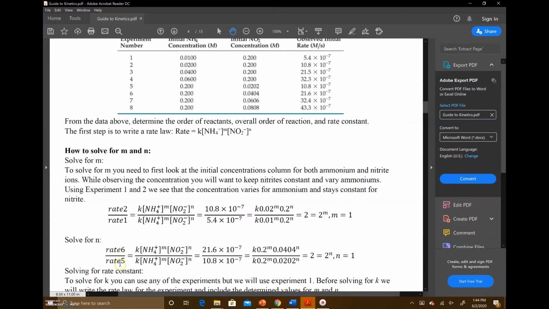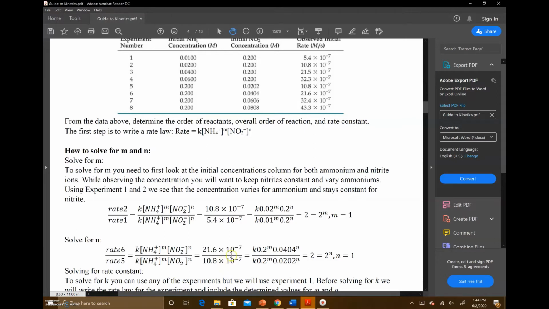We have rate of 6 over rate of 5 because we were using those two experiments. Now you say, well, why wouldn't I put rate 5 over rate 6? Well, you can put it either way. Remember, it's a ratio. So in this case, we can either use it to get a whole number or we can get a fraction. I like working with whole numbers better, so I always put the bigger number on top, so that way I can get that whole number.